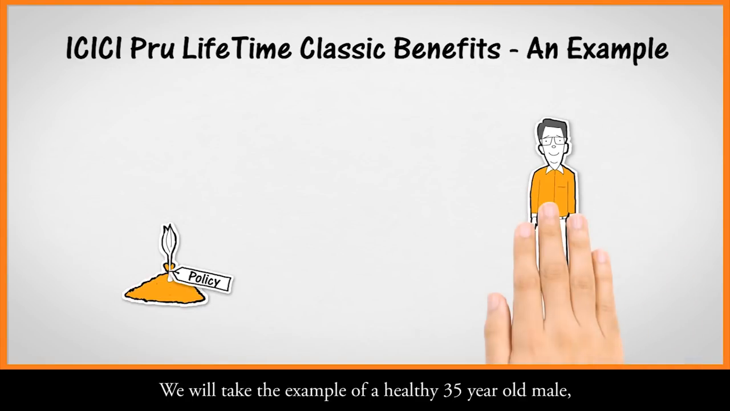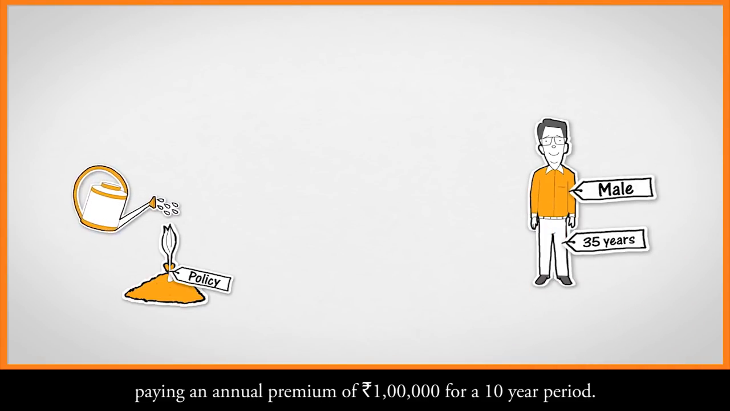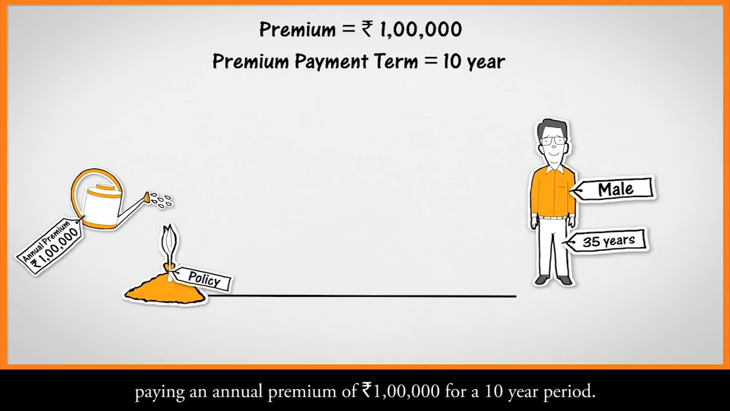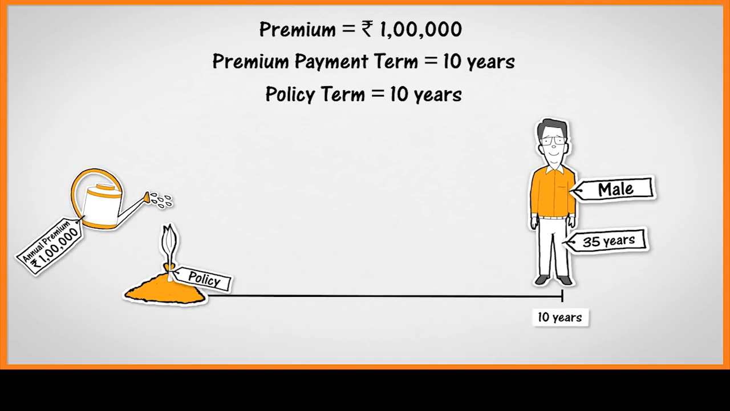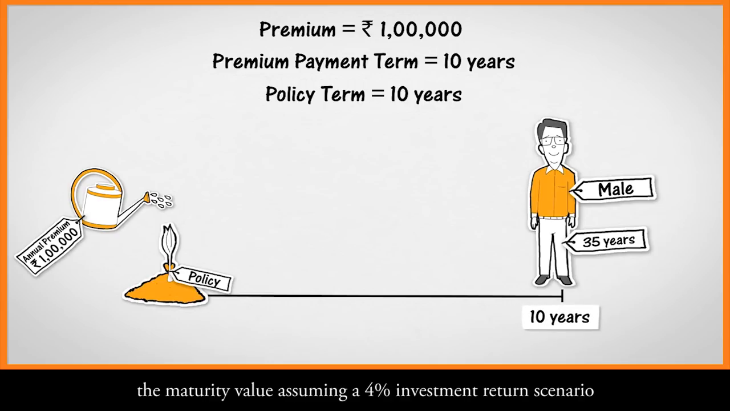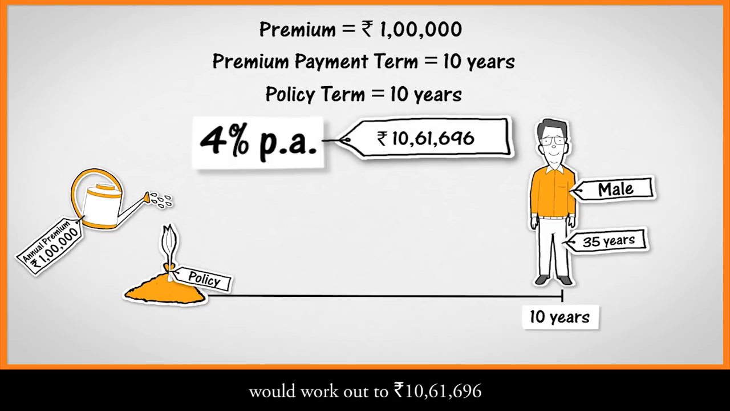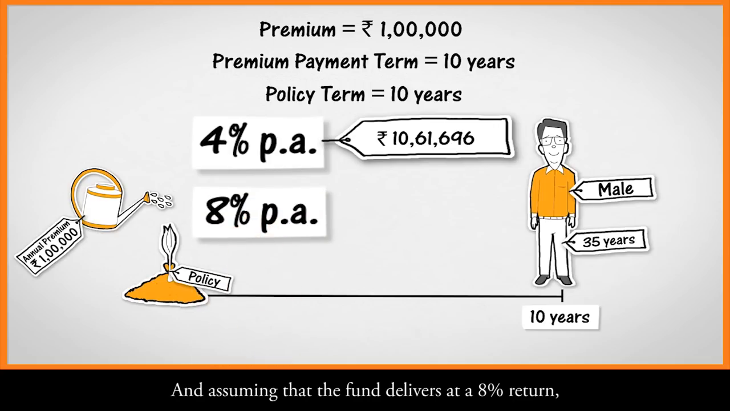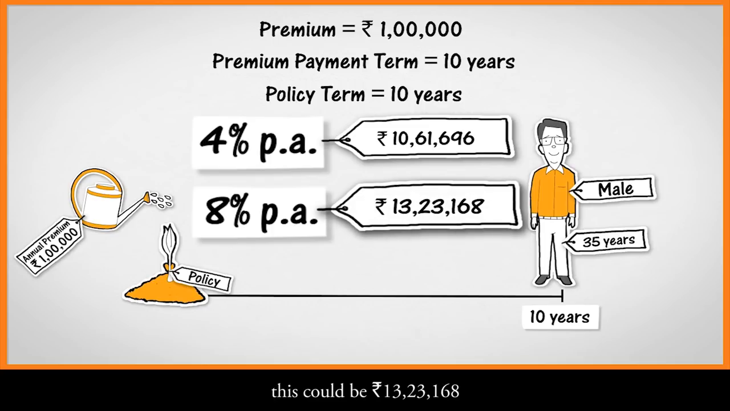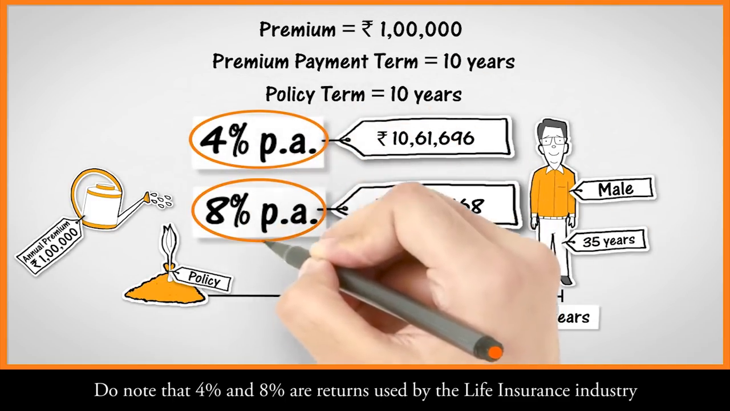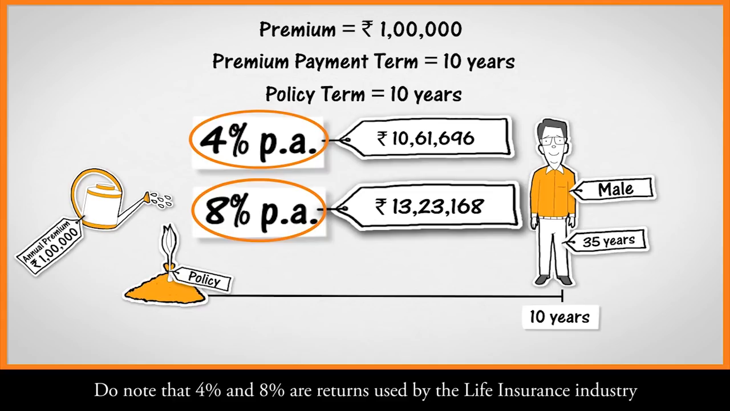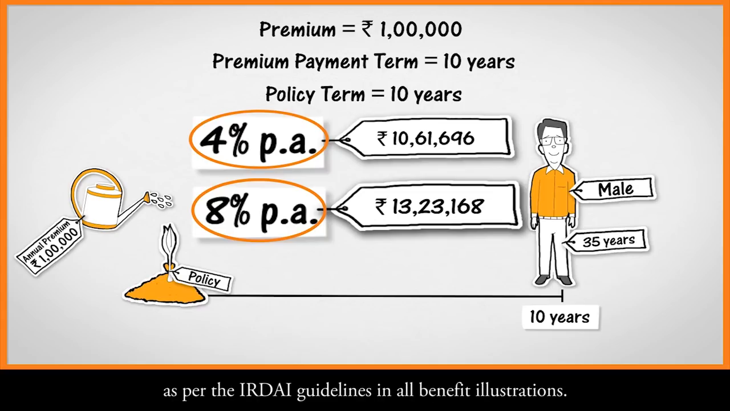We will take the example of a healthy 35-year-old male paying an annual premium of ₹1 lakh for a 10-year period. At the end of 10 years, the maturity value, assuming a 4% investment return scenario, would work out to ₹10,61,696. And assuming that the fund delivers at an 8% return, this could be ₹13,23,168. Do note that 4% and 8% are returns used by the life insurance industry as per the IRDAI guidelines in all benefit illustrations.